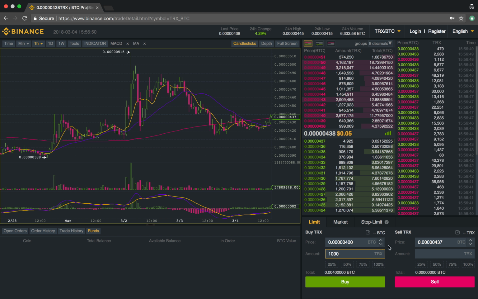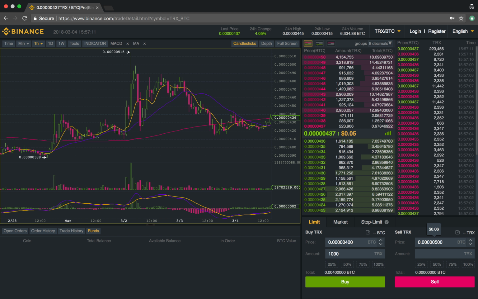Here's the same thing, but selling. Maybe you've already bought these 1,000. You'd like to sell them at a profit. You bought them at 400 Satoshis. You want to sell them for 437 Satoshis, or maybe 500 Satoshis if you believe it'll go that high, and make 2 cents on your 1,000 Tron. Make 2 cents profit on each one of those.